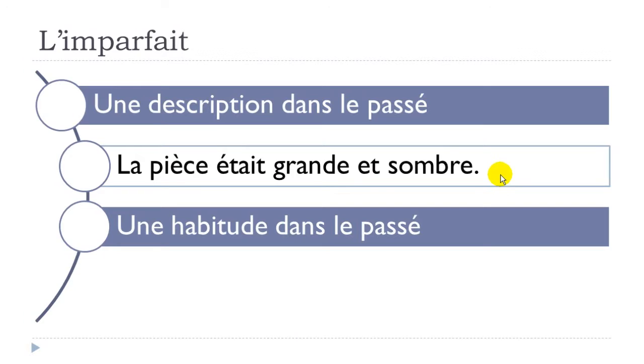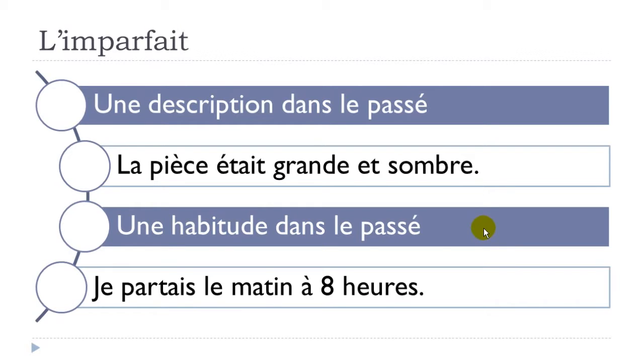Second situation, une habitude dans le passé. So a habit, something that you are used to doing in the past. The example is je partais, partir is to leave, and it's the imparfait form here. Le matin, the morning, à 8 heures. In that case, you want to say that it's a habit, something that you do in the past, then you should use l'imparfait.